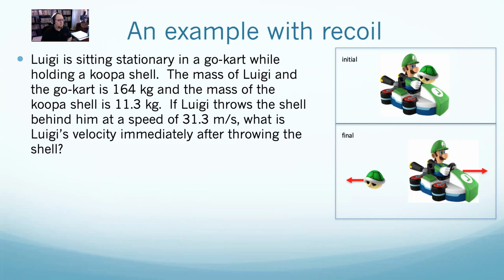It says Luigi is sitting stationary in a go-kart while holding a Koopa shell. The mass of Luigi in the go-kart is 164 kilograms, and the mass of the shell is 11.3 kilograms. If Luigi throws the shell behind him at 31.3 meters per second, what is his velocity immediately after throwing it? Initially he's at rest, and he throws the shell behind him at negative 31.3 meters per second. I said negative because it's to the left.